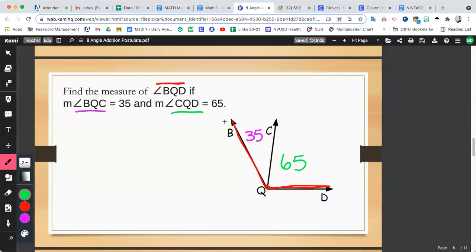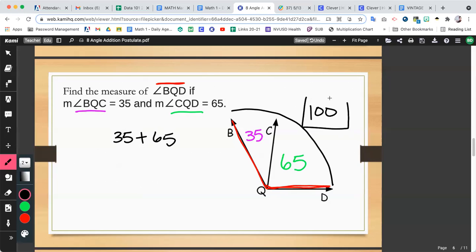So easy peasy. If I want to know the whole angle and I know that one part of it's 35 and the other part is 65, then what do I do? I just add them together. So I have 35. I'm going to add that to 65, and that will tell me the whole angle. And what is 35 plus 65? 100. So the answer is 100. Again, I'm just adding the 2 pieces together.